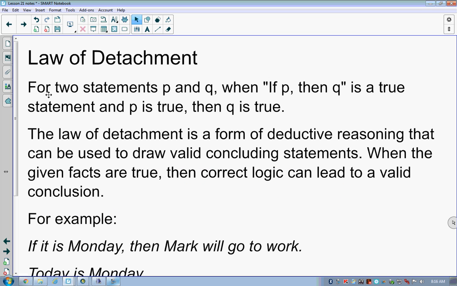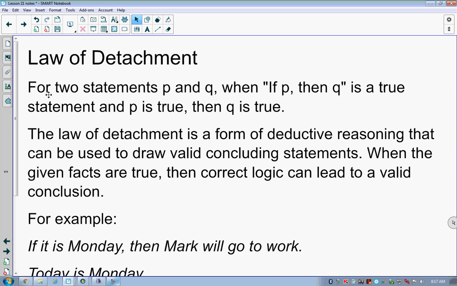All right. So the law of detachment breaks it down into an if P then Q. Well, that's our conditional statement, right? We're used to saying if P then Q, my hypothesis, my conclusion. My P is going to be my major premise, and my Q is going to be my minor premise. For two statements, P and Q, when if P then Q is a true statement and P is true, then Q is true. So if they give me this statement, I find out that my major premise P is true, then I know Q is true. The law of detachment is a form of deductive reasoning that can be used to draw valid concluding statements. When the given facts are true, then correct logic can lead to a valid conclusion.